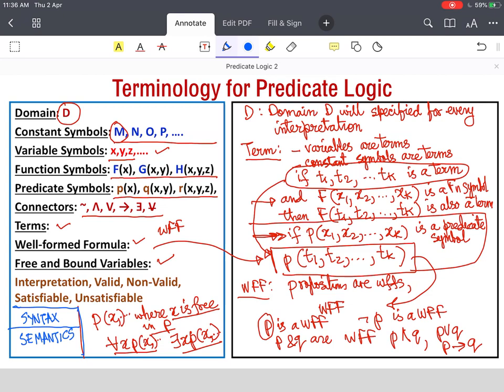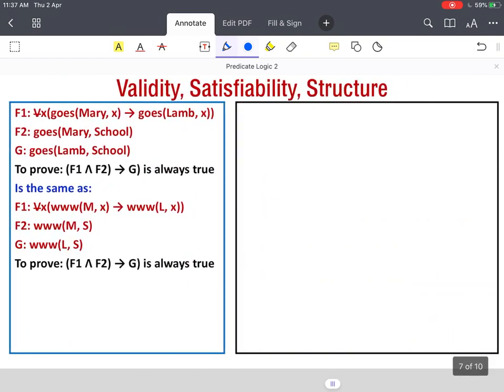Once we have defined the syntax of Boolean logic or predicate logic, we now define how we talk about a formula being true. In order to talk about a formula being true or false, we have to talk about what is called an interpretation. It is this interpretation which will enable us to understand whether a formula is true or false. So next we study what an interpretation is.